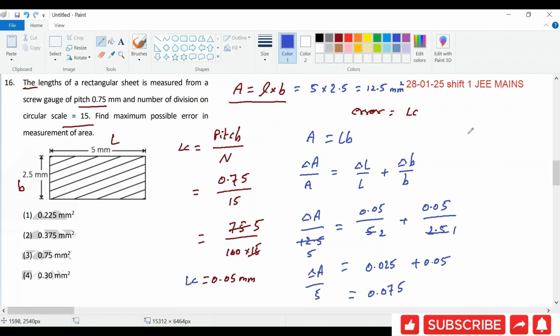5 you transpose. So what does it become? Delta A will be 5 times 0.075. So this will be 0.375 mm square, the area error possible. Thank you.